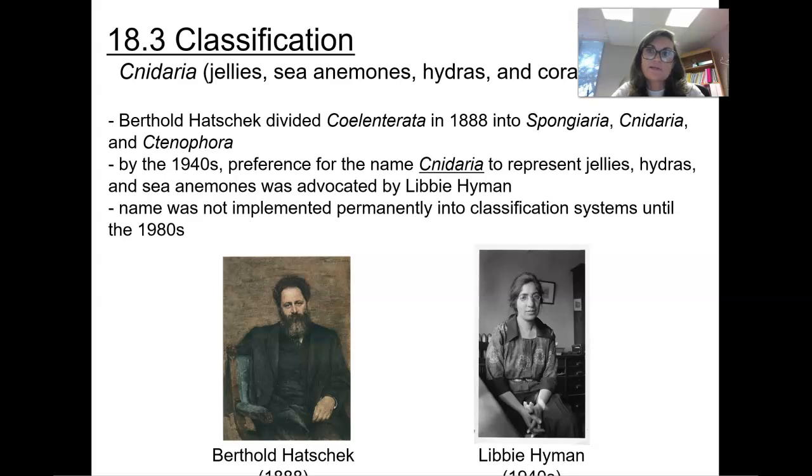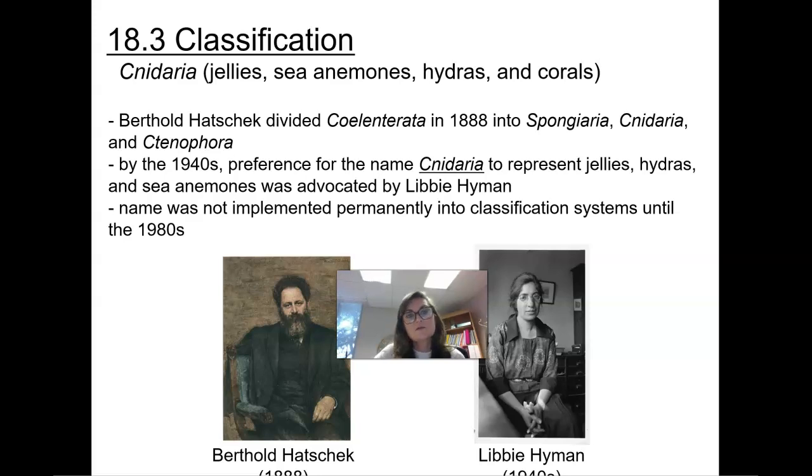Cnidarians are going to be the jellies, the sea anemones, the hydras, and the corals. Berthold Hatschek divided the Coelenterata in 1888 into the Spongiaria, the Cnidaria, and the Ctenophora. By the 1940s, preference for the name Cnidaria to represent jellies, hydras, and sea anemones is going to be advocated by Libbie Hyman. The name is not going to be implemented permanently into the classification system, though, until the 1980s.